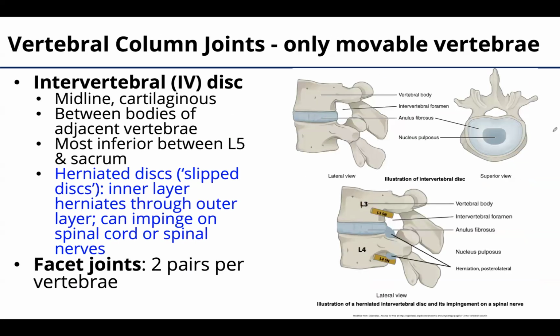All right, let's return to the movable vertebrae and discuss the joints of these bones. The major joint that's most often discussed are the intervertebral or the IV discs. These are located in the midline and between the bodies of adjacent vertebrae. So vertebral bodies make up the bulk of the vertebrae and are located anteriorly. So you can see the bodies between these 2 vertebrae here on the right, and then the IV disc in between the 2.